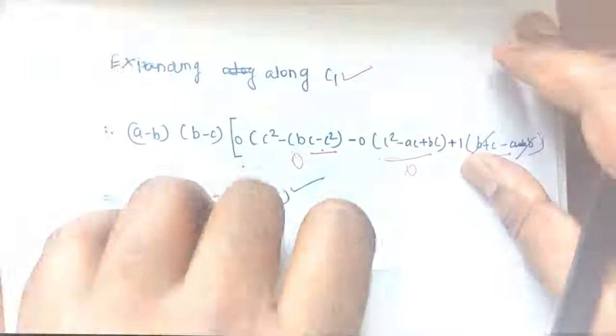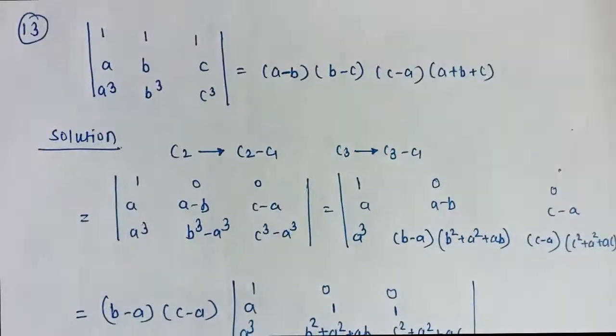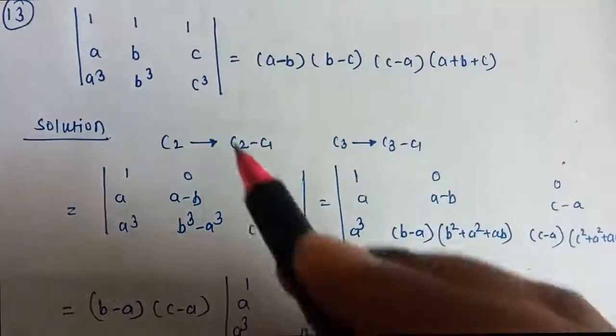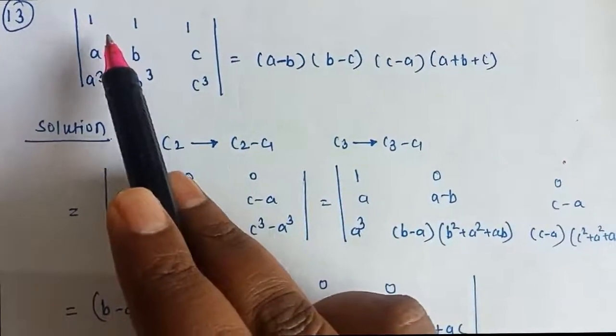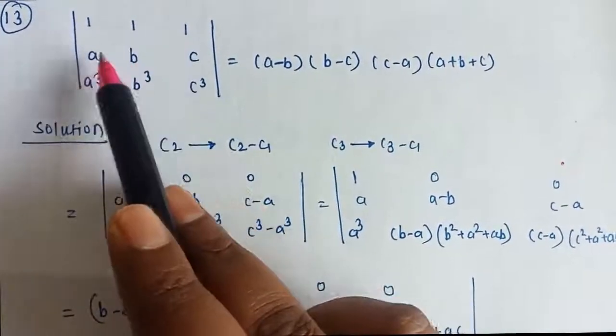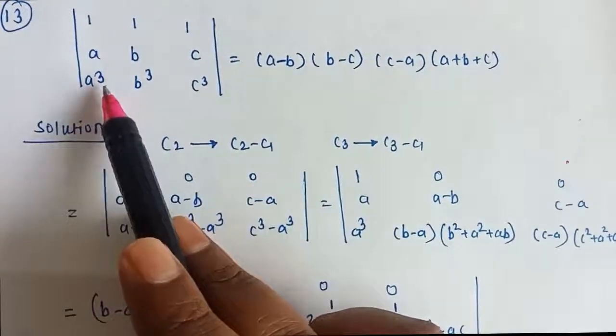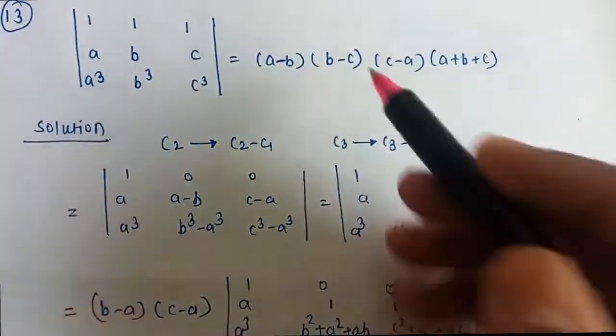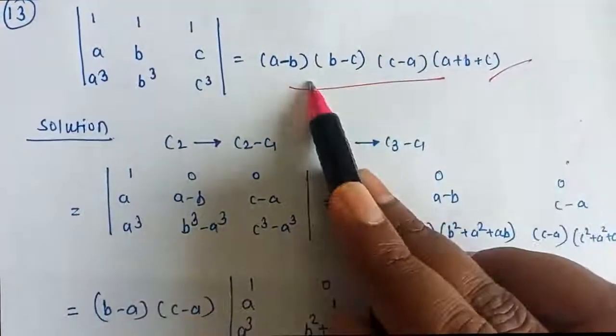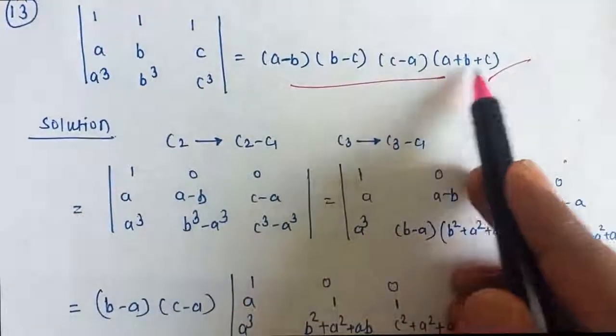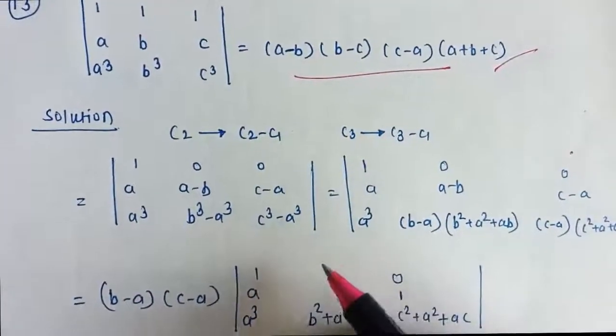If you go to the next sum, the next problem, they have given a determinant with first row as 1 1 1, second row a b c, and third row a cube plus b cube plus c cube, and we have to prove that it's a minus b, b minus c, c minus a into a plus b plus c. So again the same thing.